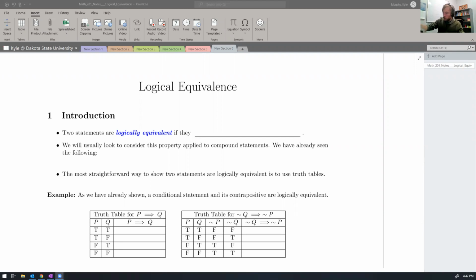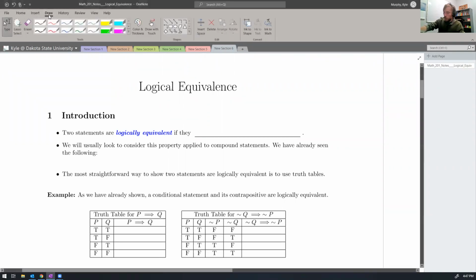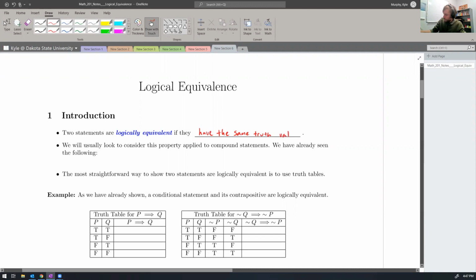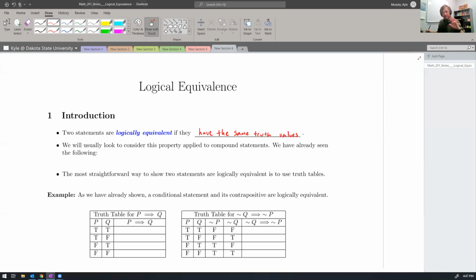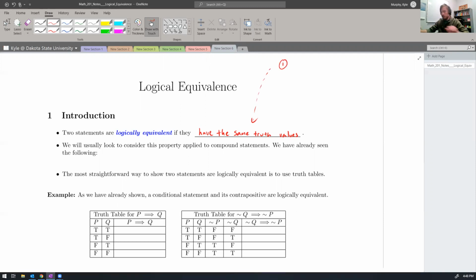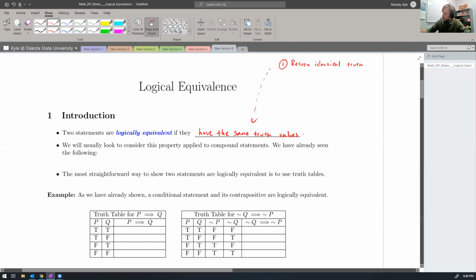We say that two statements are logically equivalent. So this is just given any two mathematical or logical statements. We said that those two statements are logically equivalent if they have the same truth values. And that may seem like an ambiguous definition because it kind of is. So a couple of ways of thinking about this. The first, kind of more directly with the definition, is that they return identical truth values given identical inputs.